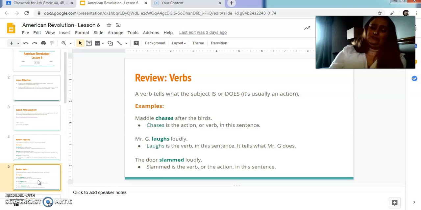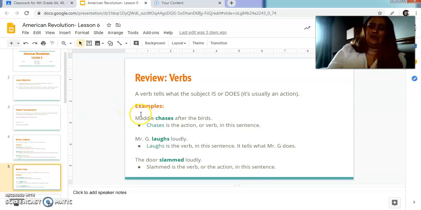Real quick, verbs. So we're going to focus mostly on action verbs and not on linking and being verbs. We'll talk a little bit more about those eventually. But for today, a verb, just review, this is literally from like 2nd, 1st grade probably. A verb tells what the subject is or does. It's usually an action. We're going to be working pretty much only with action verbs today, so it'll be kind of obvious what the verb is in each sentence.